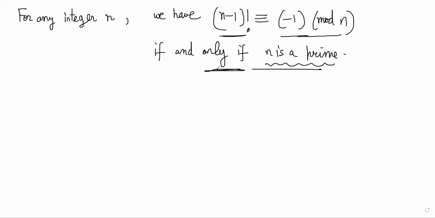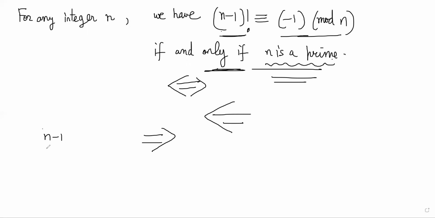The only part I am not sure about: if and only if means double implication. That means we have to show that this implies n is prime. We know this side, right? If it is prime, we can show this. We have to show this side, that (n minus 1) factorial is congruent to minus 1 mod n implies n is a prime.